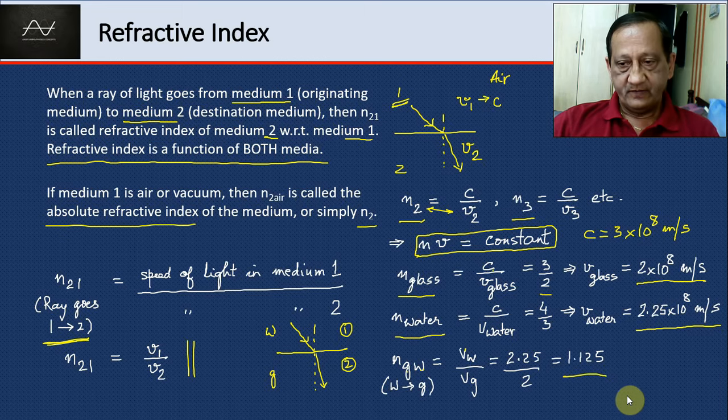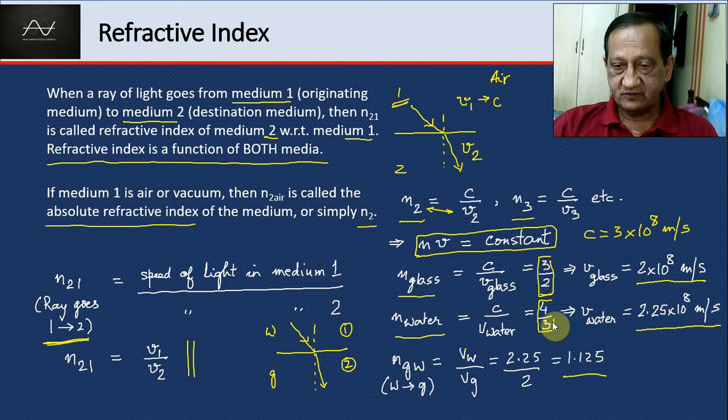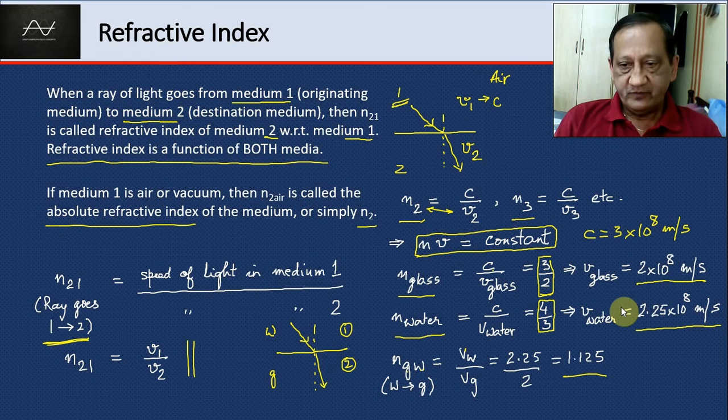Now, what is the meaning of a high refractive index? Compare glass and water. The refractive index of glass, 3 by 2, is higher than the refractive index of water, right? What does that mean? You can compare that with the speed. Higher the refractive index, lower the speed. Why? N into V is constant. Higher the N, smaller the V. That is why the speed of light in glass is lower.